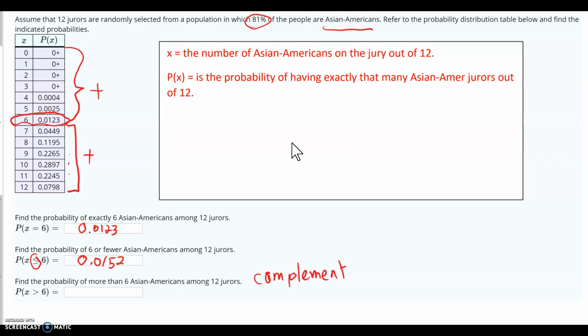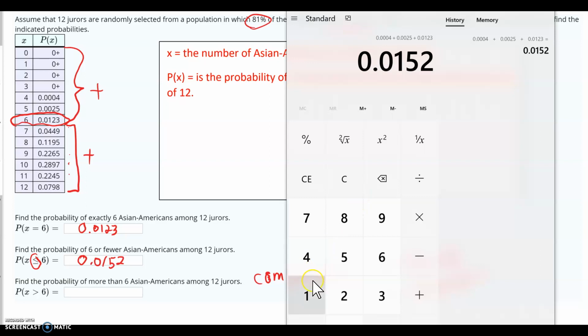Okay, and the complement rule says that the whole table has to add up to 1 or 100%. So I could just do a subtraction. I could say 1 minus the probability of x less than or equal to 6. And that would be 1 minus 0.0152. All right, and let's see what I get for that. Remember, that represents the rest of the table.